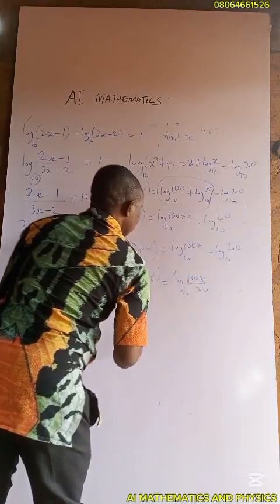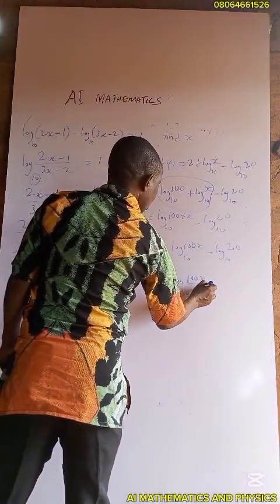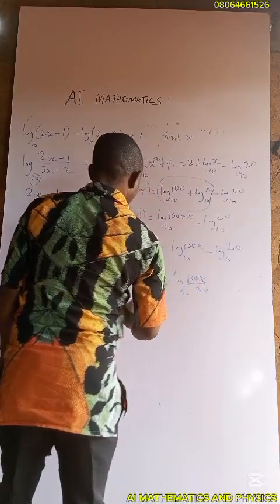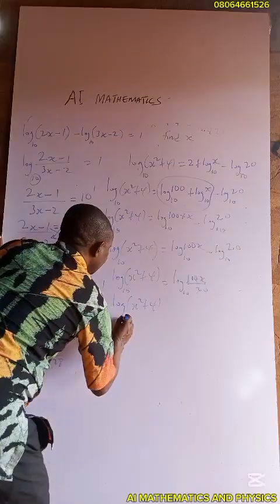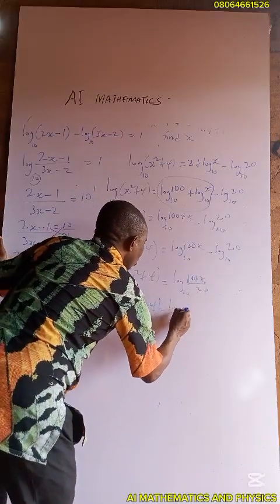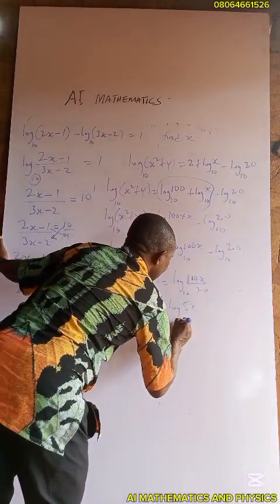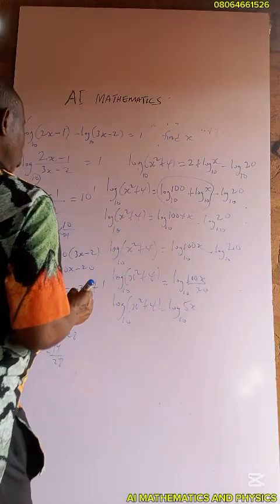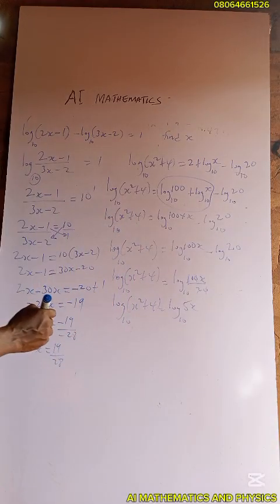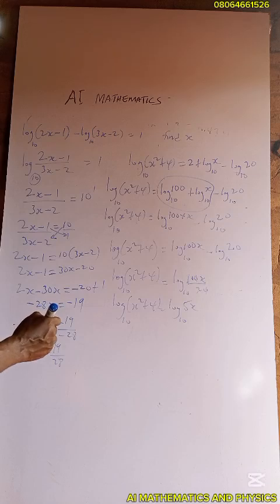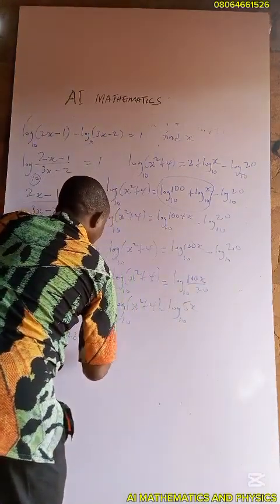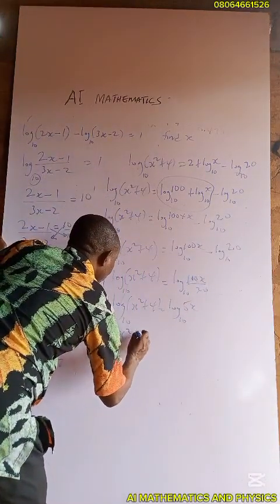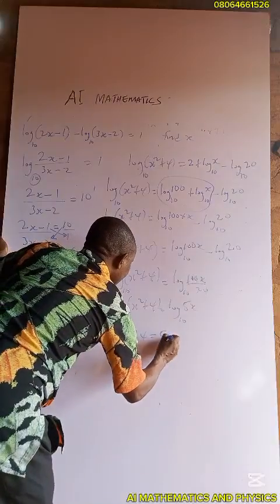Base 10. So I need log of x squared plus 4, base 10, is equal to log of 5x, base 10. It means that the log base 10 will cancel each other. We have x squared plus 4 equal to 5x.